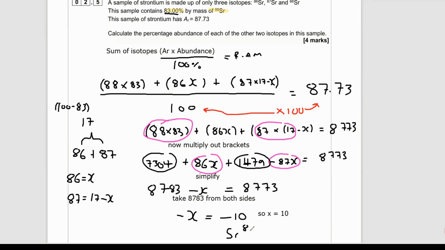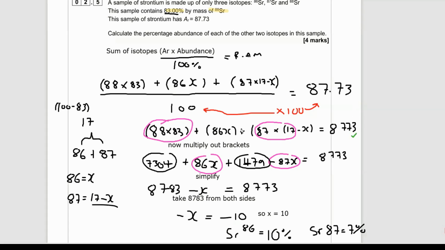Now we know that X equals 10, we know that strontium 86 has an abundance of 10%. As we know that strontium 87 was 17 minus X, we can do 17 minus 10, and that gives us 7%. So strontium 87 must be 7%. And that's because we know that the X is now 10, so we do 17 minus 10 is 7%. And there you go, you get a beautiful 4 marks for this.